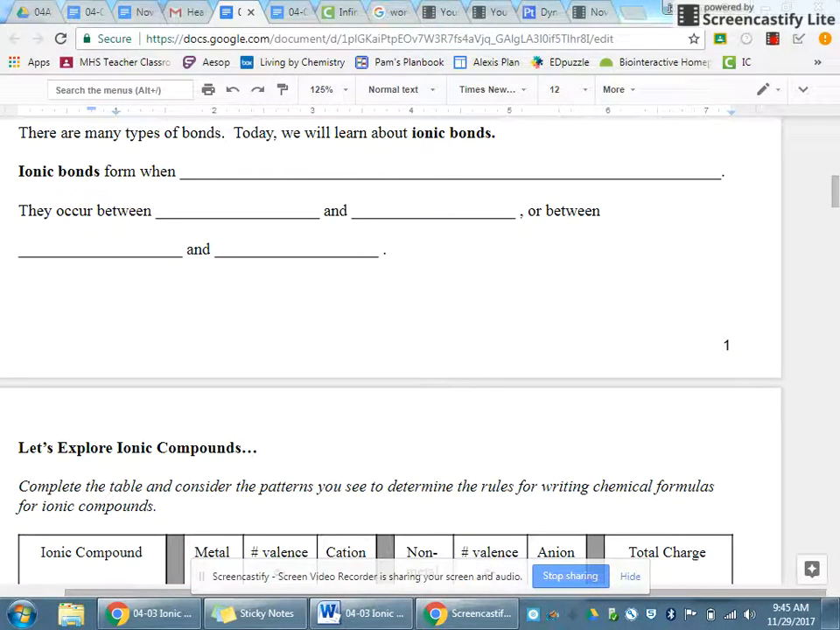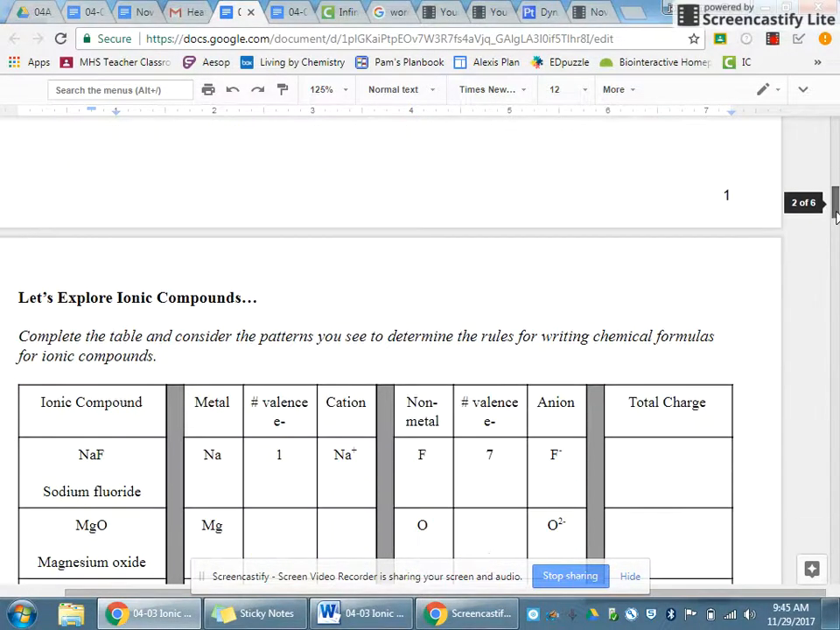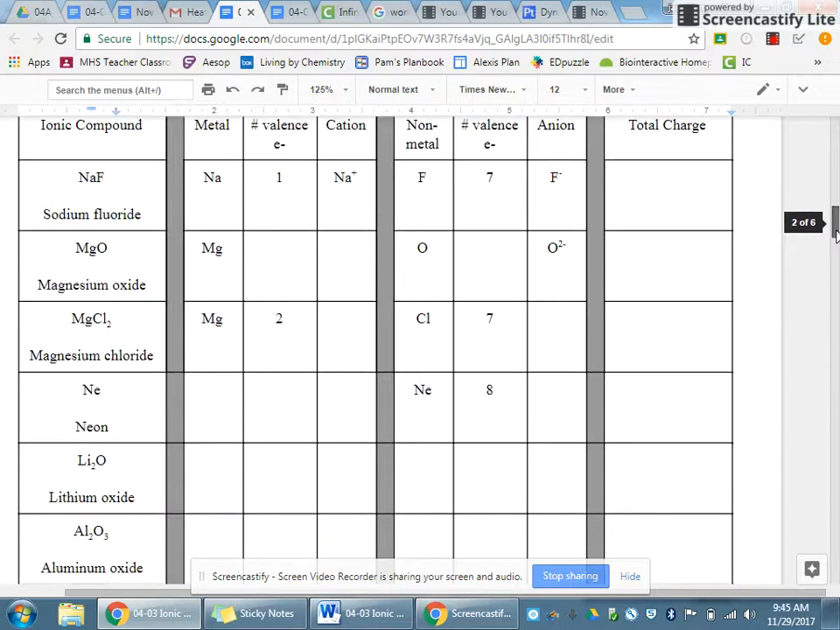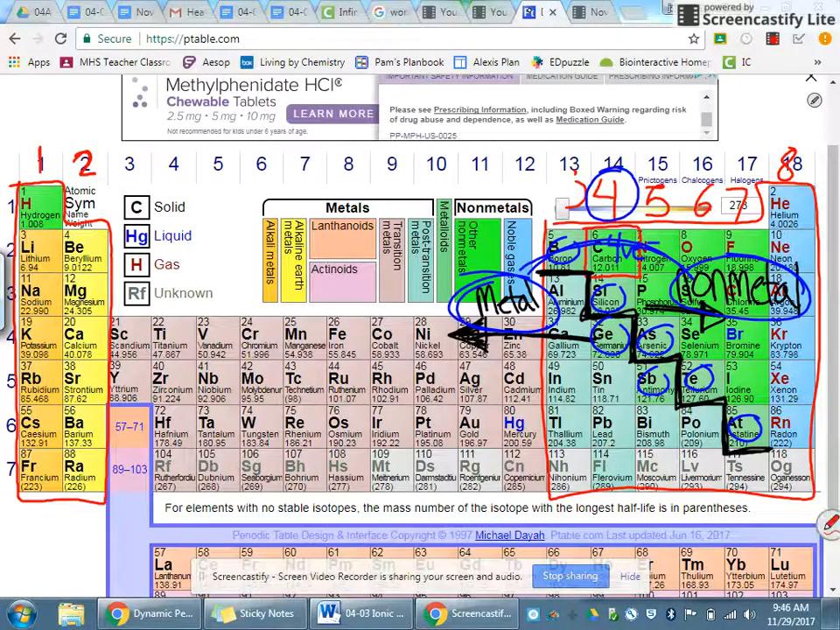All right, so finally, you and your group members are going to fill out this table. You don't really need to know a lot about ionic compounds to fill out this table. So if we look at this, the compound that we're going to start looking at is sodium fluoride. Sodium and fluoride, or fluorine. So the metal in this case is sodium. And I know that it's the metal because if we look at our periodic table, sodium is all the way to the left of the periodic table. So that's going to be the metal.